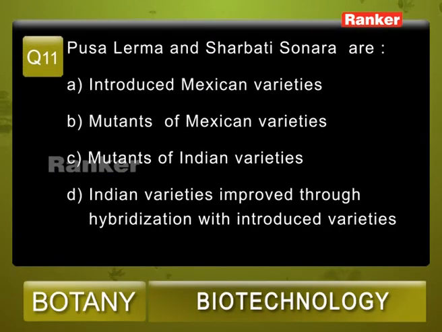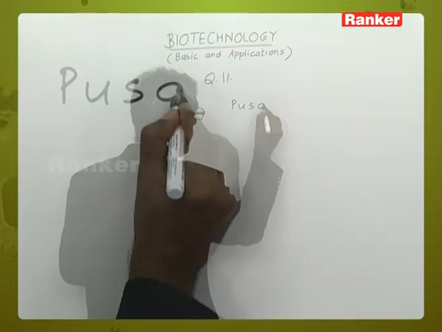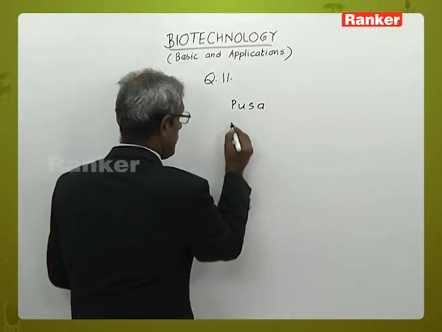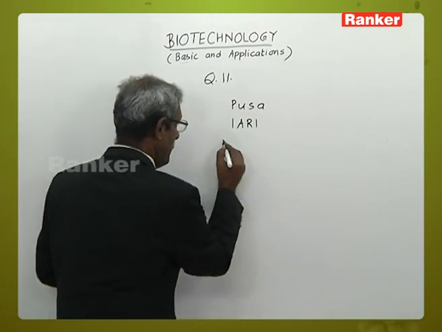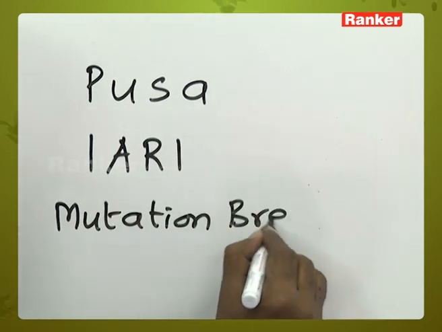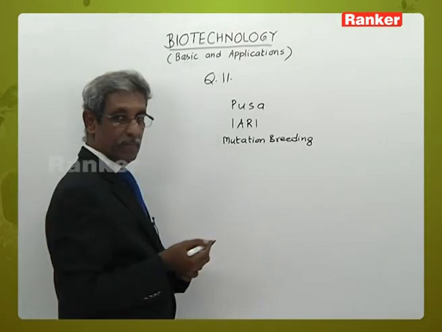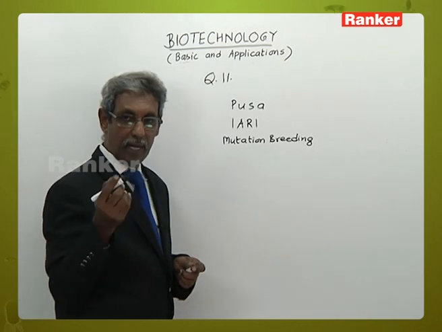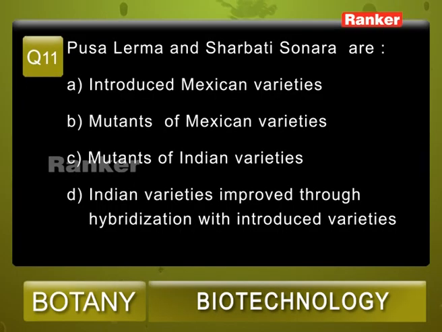Pusa Lerma and Sharbati Sonara are predominantly mutants of Indian varieties. Pusa is a very important plant breeding institute associated with the Indian Agricultural Research Institute at Delhi. It's popularly termed the Pusa Institute, whereby crops are subjected to mutation breeding. Among the first varieties developed here, we have Pusa Lerma and Sharbati Sonara. So they predominantly are mutants of the Indian varieties. Hence, the answer is B.